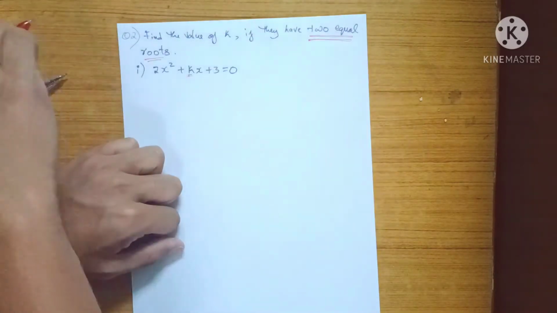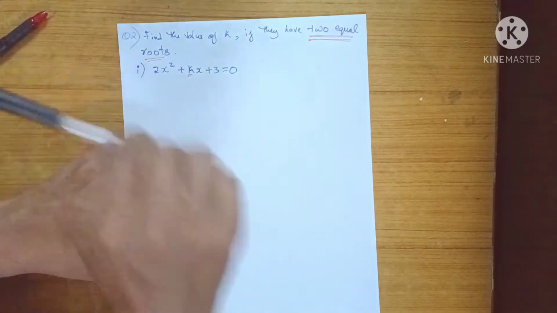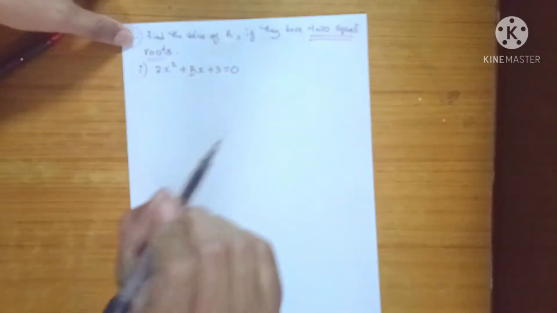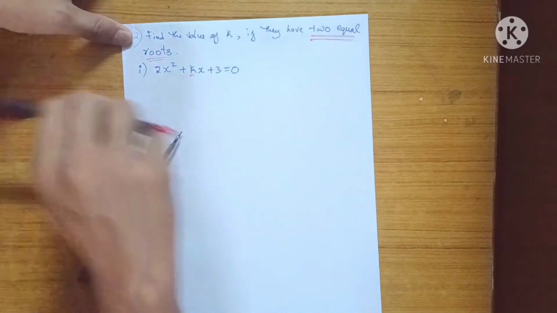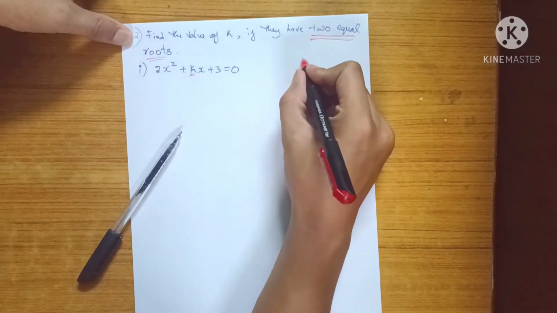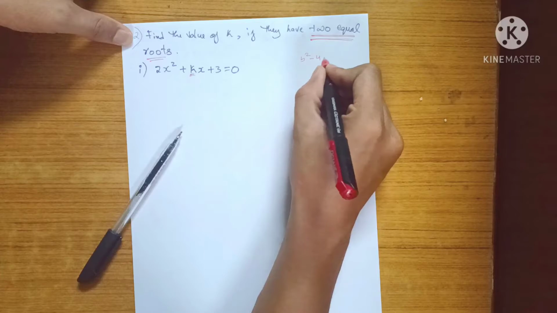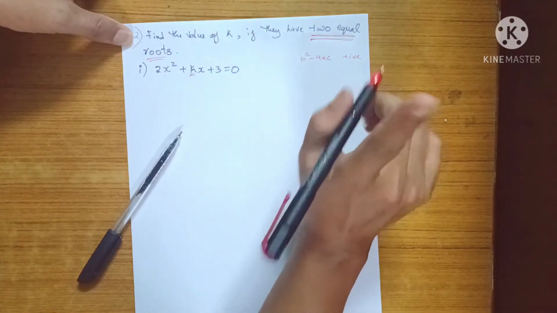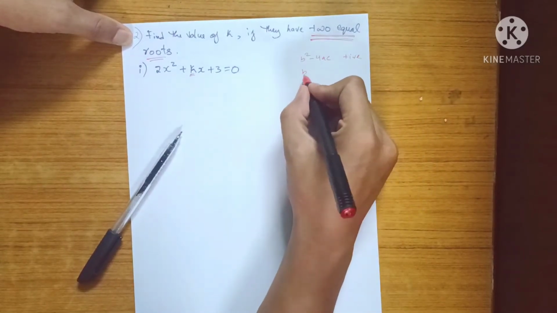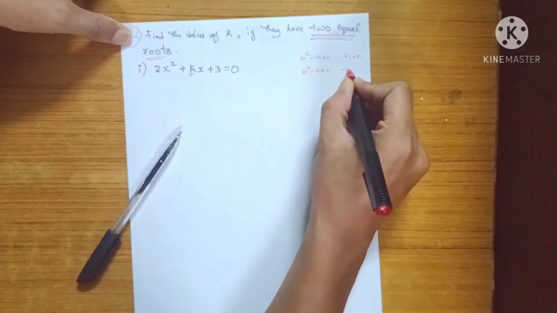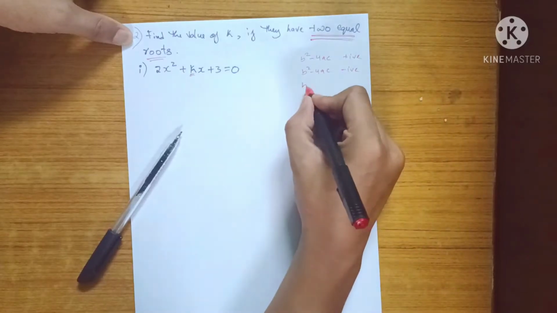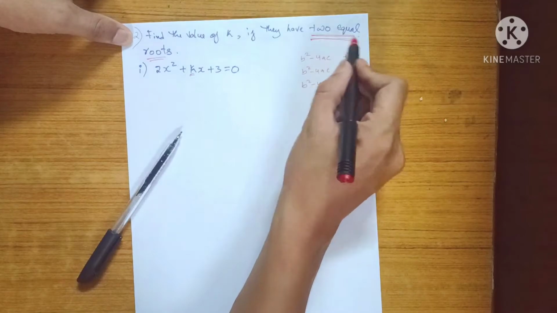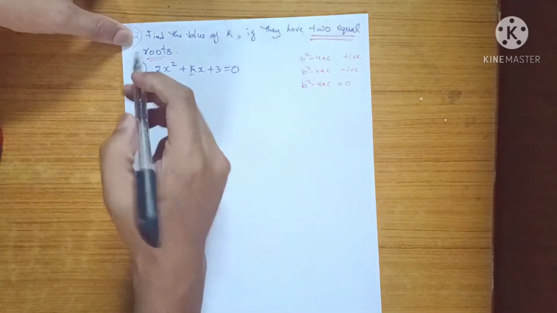Two equal roots. And we have already studied, while we were studying the quadratic formula, that if b square minus 4ac is positive, there are two different roots; if b square minus 4ac is negative, there are no real roots; and if b square minus 4ac equals 0, then we have two equal roots, right? Equal.